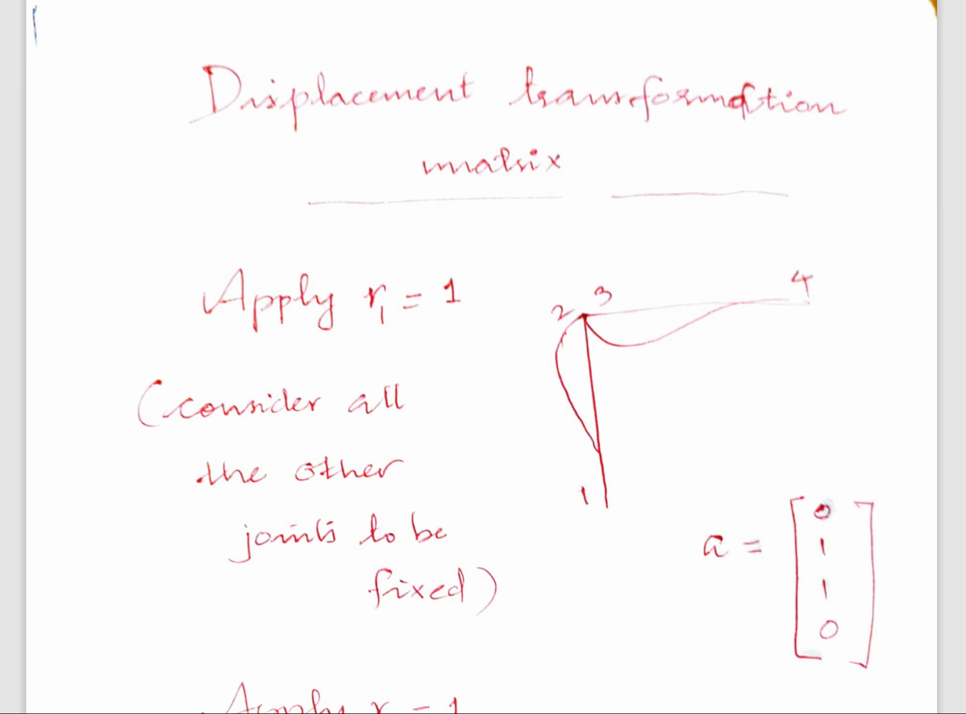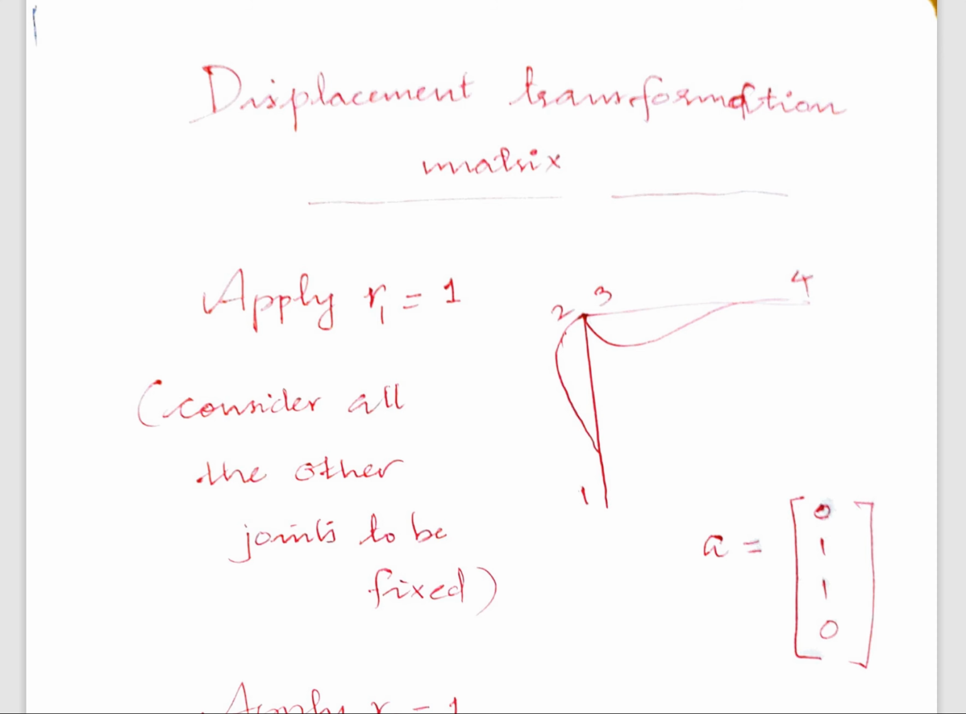Now we have to find our displacement transformation matrix, small a. Small a matrix, the displacement transformation matrix, is what we have to find. So to find the first column we have to apply R1 is equal to 1. R1 is nothing but the displacement at B. At B we are applying a unit rotation.